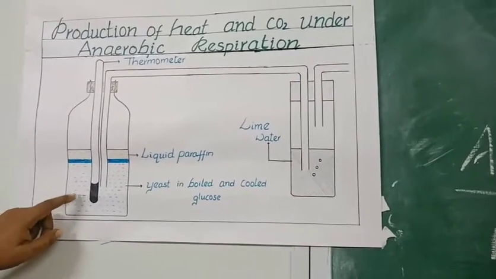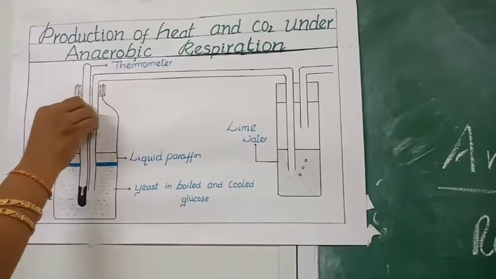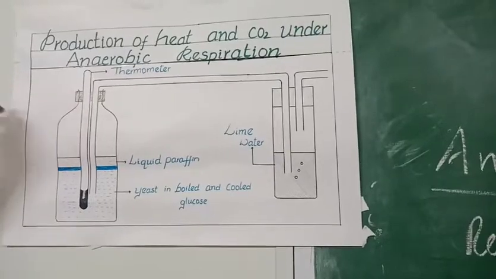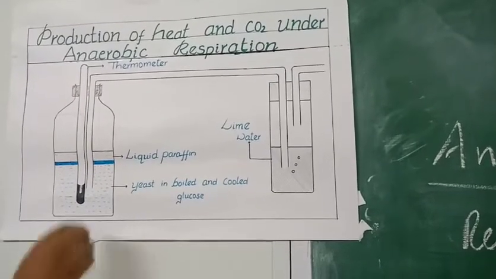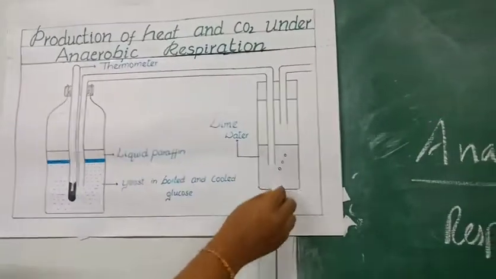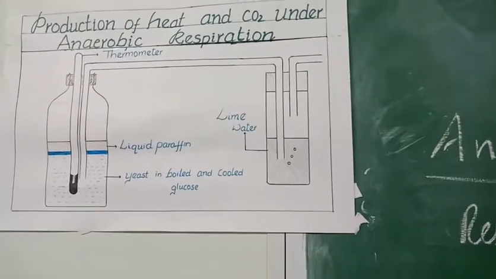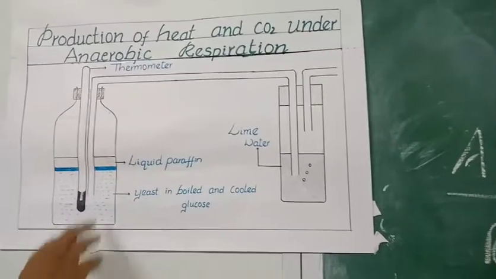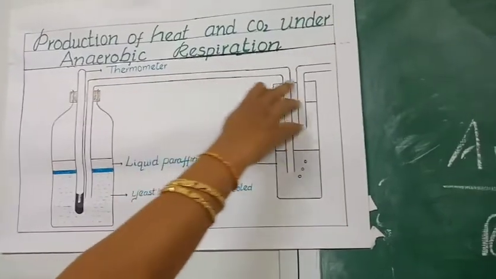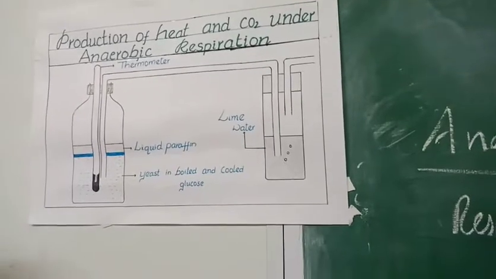After some time, when we observe, there will be a rise in the temperature on the thermometer, which clearly indicates that heat is liberated during the process of anaerobic respiration. And this U-shaped tube is kept in the test tube filled with lime water. You know that lime water turns milky because of carbon dioxide, and during anaerobic respiration, the carbon dioxide released from the thermos flask changes the lime water into milky white.